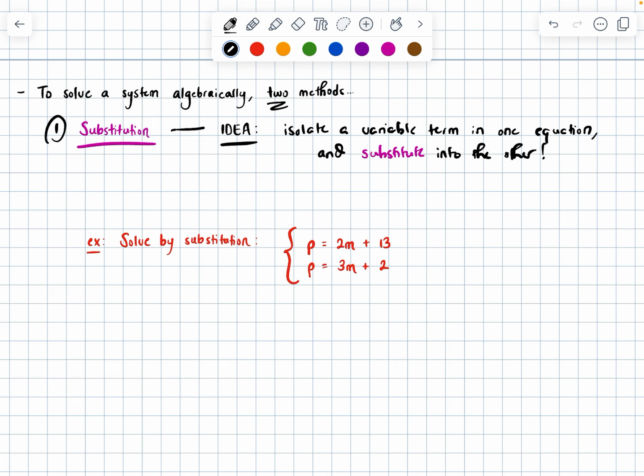So same idea. Say that I've got this guy, p equals 2m plus 13, and p equals 3m plus 2. Notice in the first and the second equation, p is isolated. Substitute into the other equation and see if you can find a value of m. And then once you've got it, you need to use that value of m to find the value of p. Go ahead, take 2 minutes, pause the video. Take a risk, take a chance, who cares? See if you get it. Go!